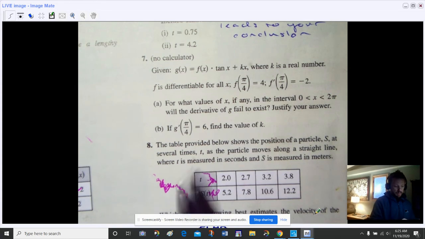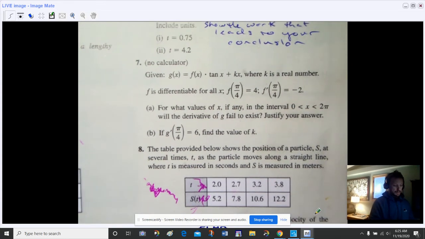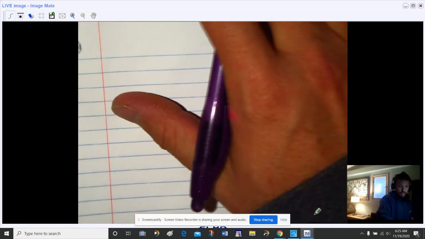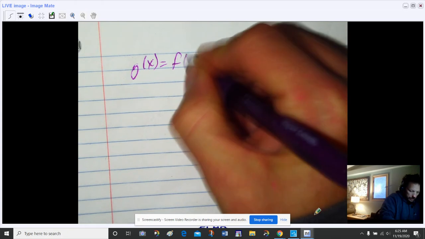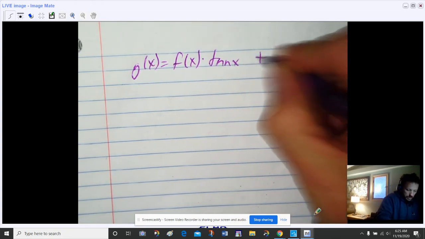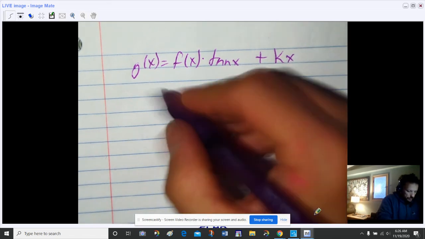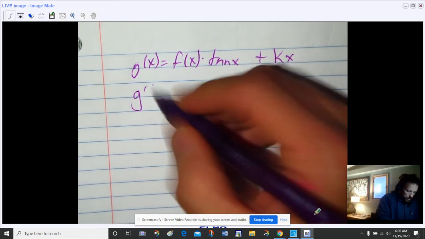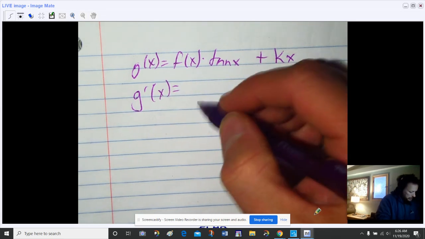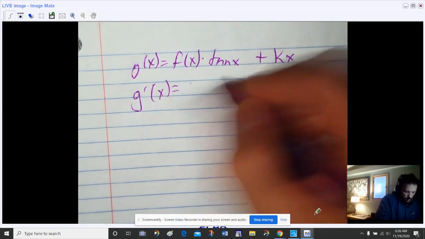All right. Now B says g prime of pi over 4 equals 6. Find the value of k. All right. So we have g of x equals f of x times tangent of x plus kx. We're told what g prime of pi over 4 is. We're told what f and f prime are too there. So let's take the derivative.